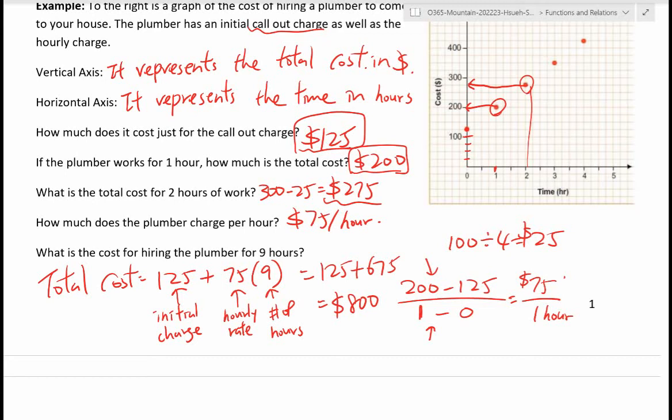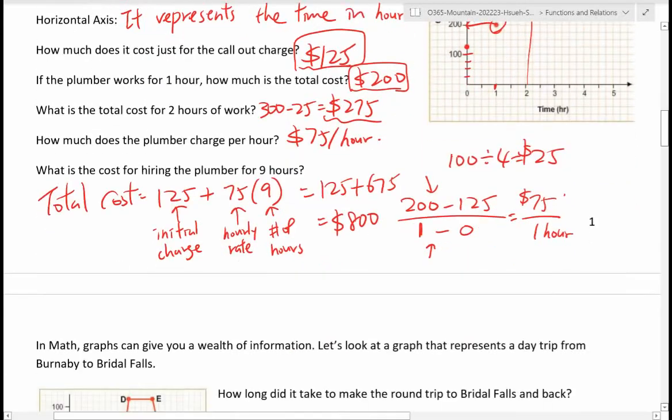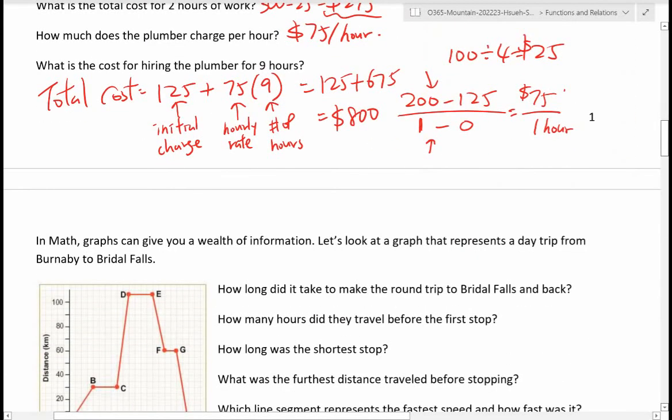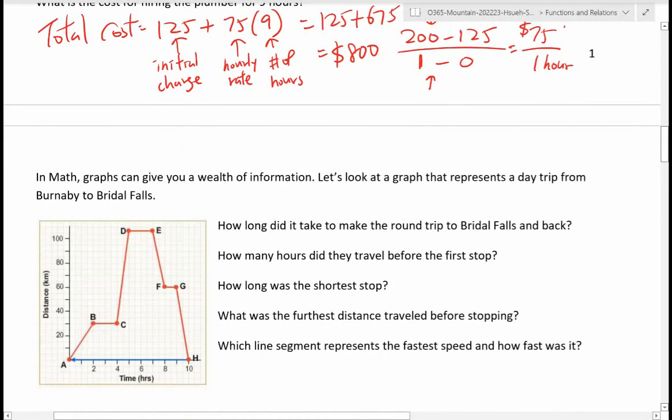Okay, so again, you can see just based on this graph, you can predict precisely how much it's going to cost you when you hire a plumber for 9 hours or even more, right? So again, the graph actually tells us a lot of information, okay, if we can read it properly. Okay, so again, here it says in math, graphs can give you a wealth of information.